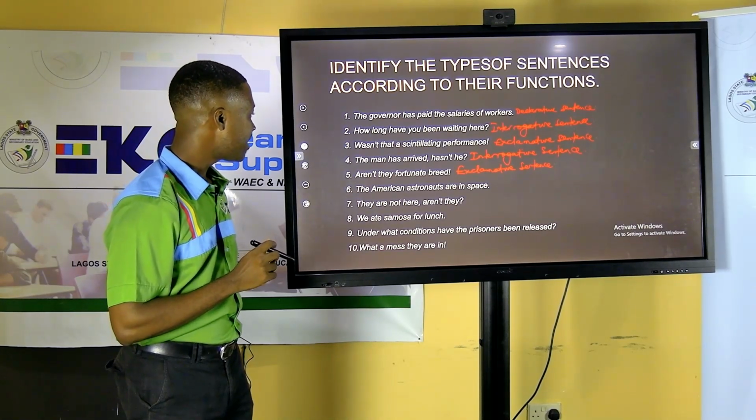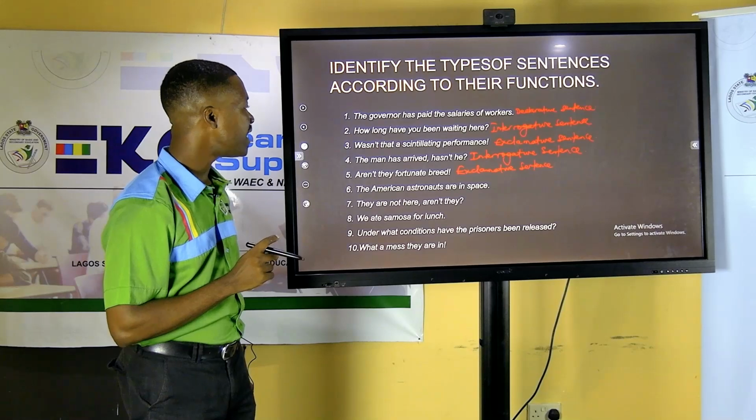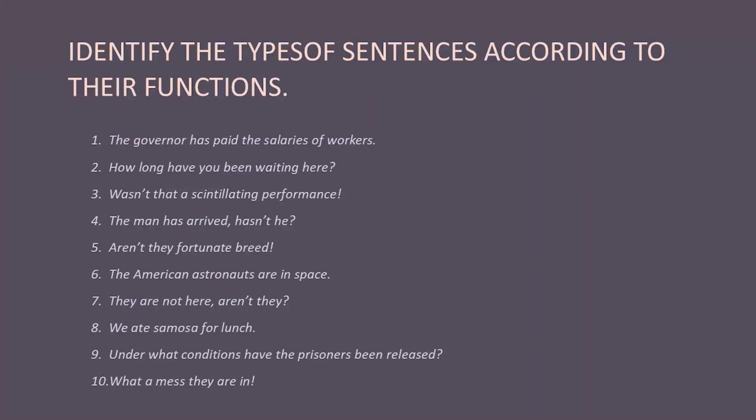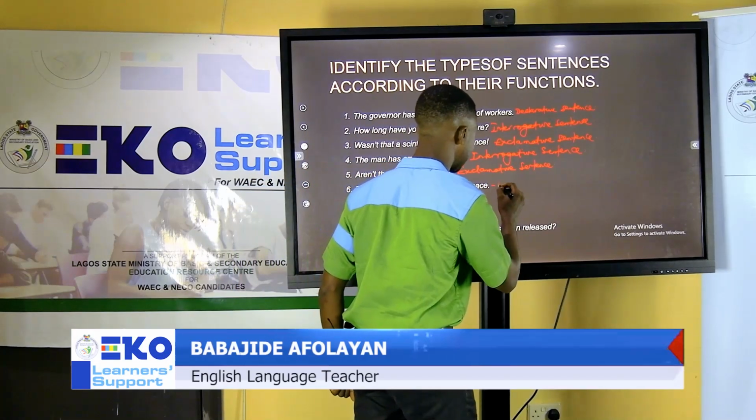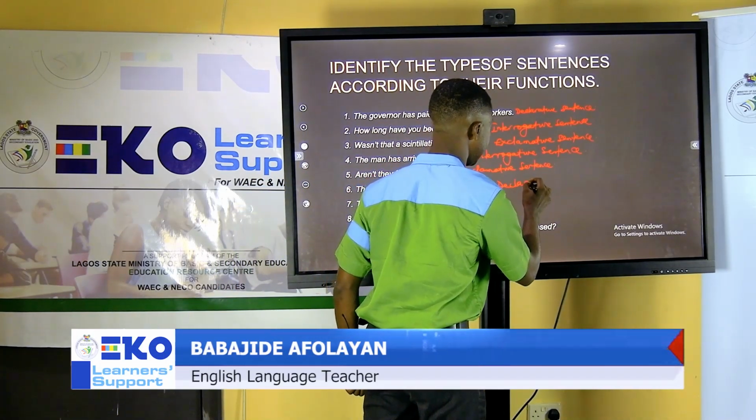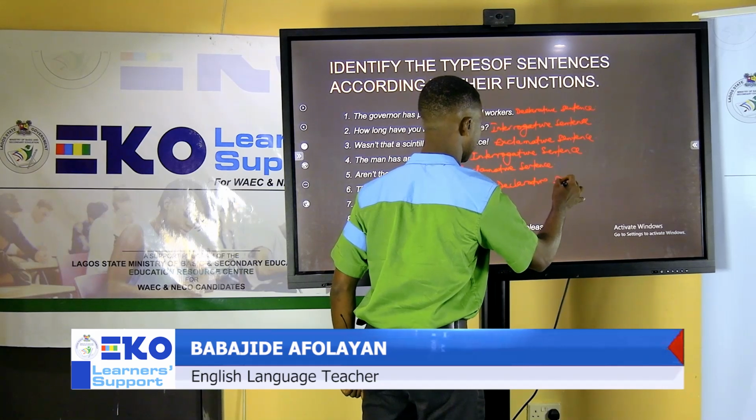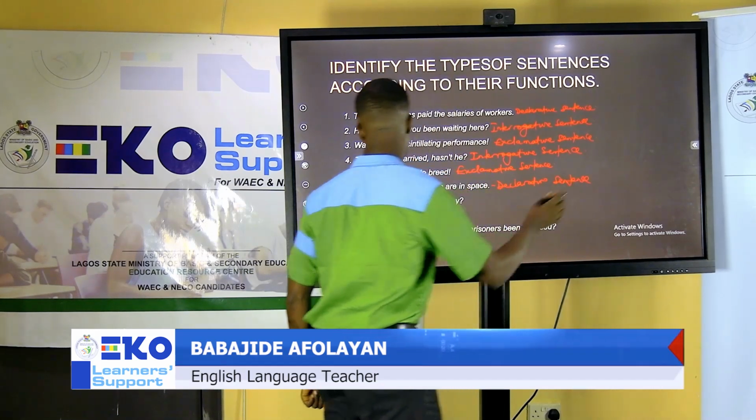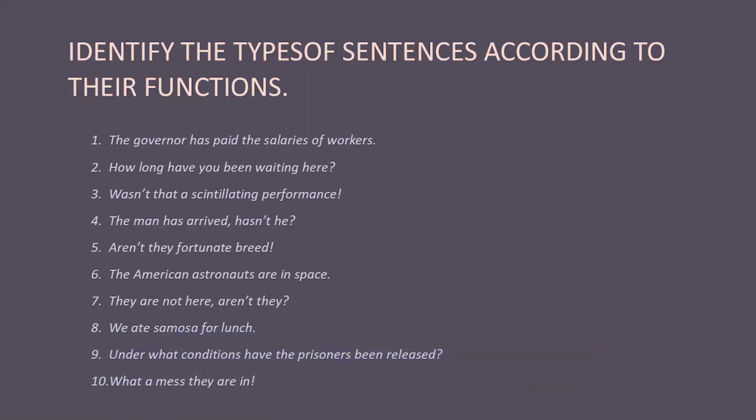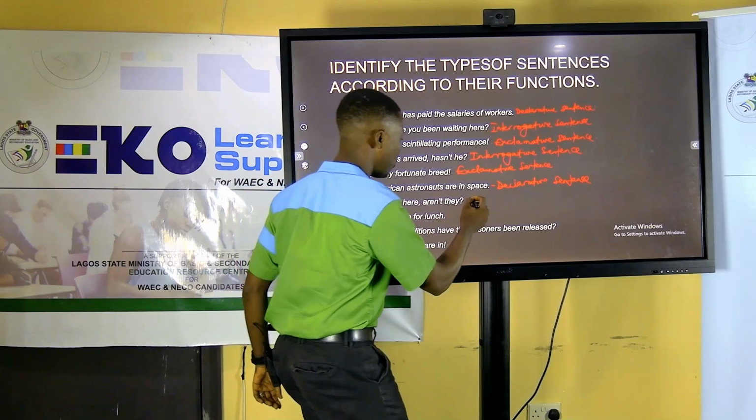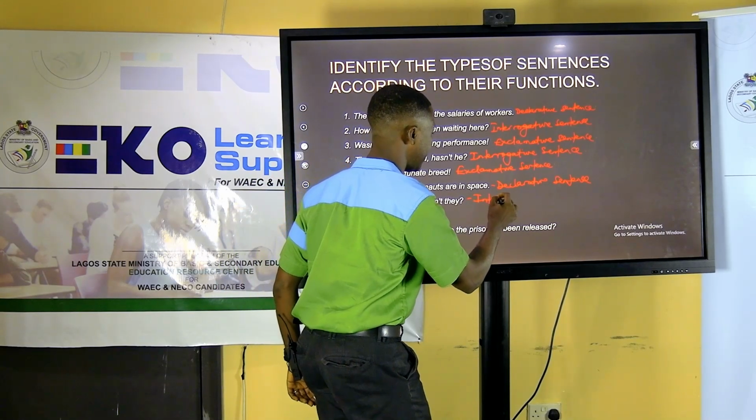Question number 6. The American astronauts are in space. What type of sentence according to function is this? Yes, we know it is a declarative sentence. The next question. They are not here, are they? Yes, good. Interrogative. It is interrogative.